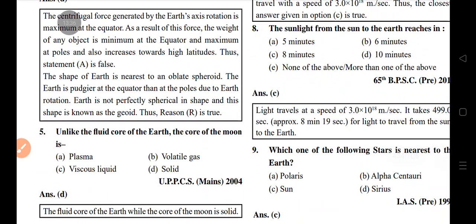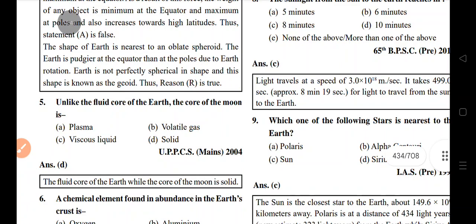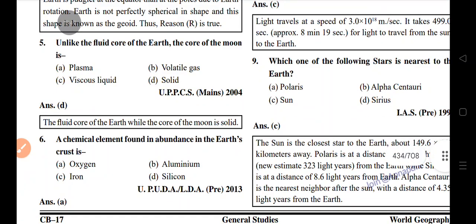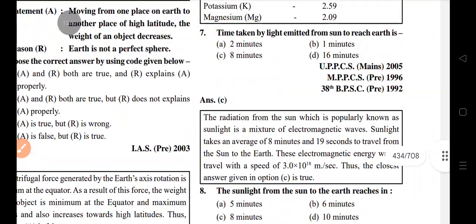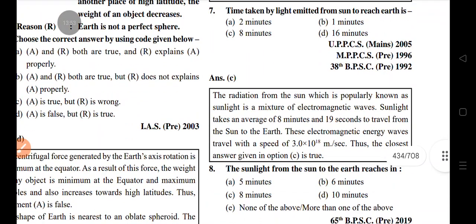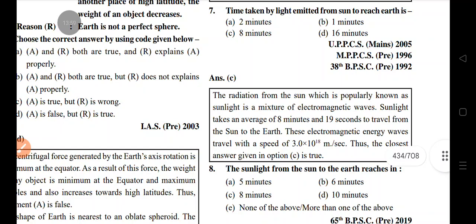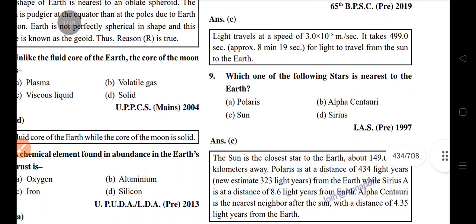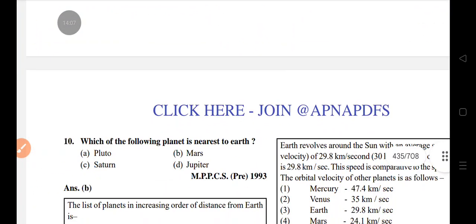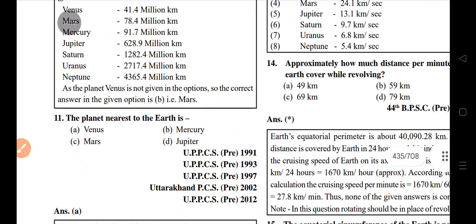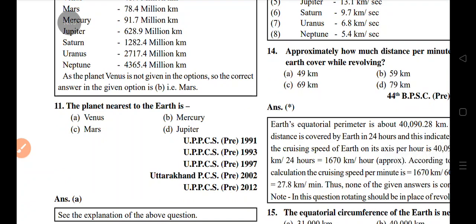Unlike the fluid core of the Earth, the core of the Moon is solid. The chemical element found in abundance in the Earth's crust is oxygen. Time taken by light emitted from the Sun to reach Earth is 8 minutes. Star nearest to the Earth is the Sun. Nearest to the Earth, Mars. Planet nearest to the Earth, Venus.